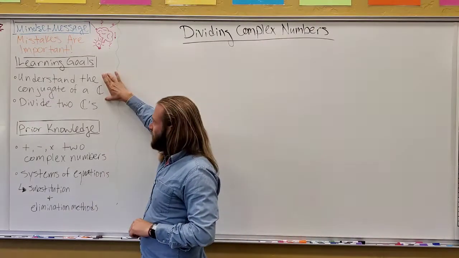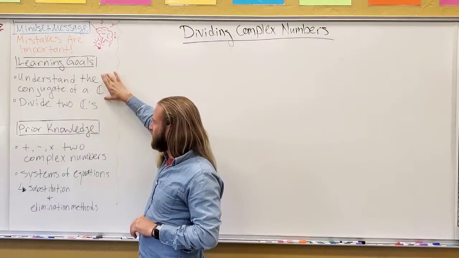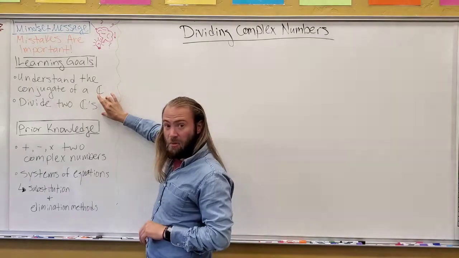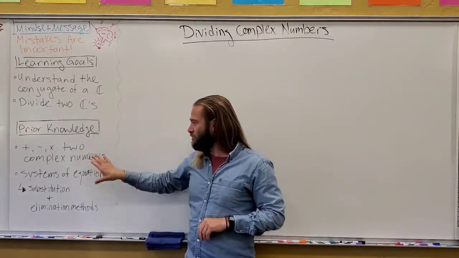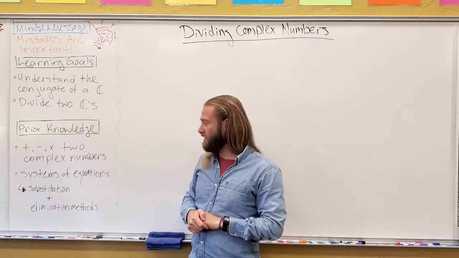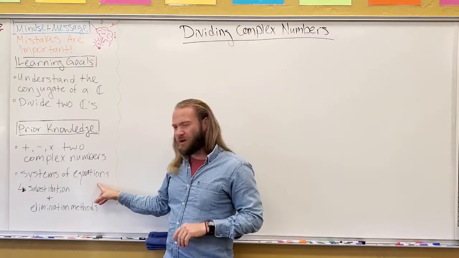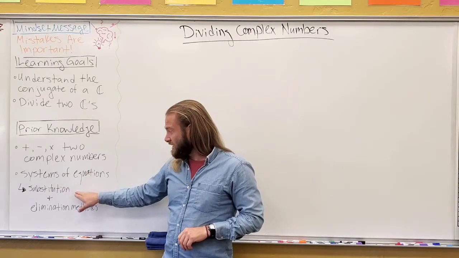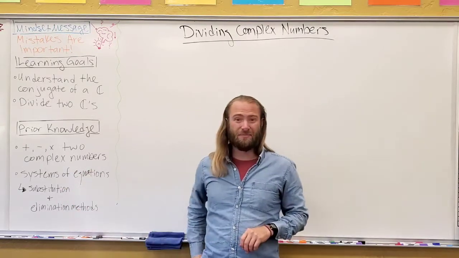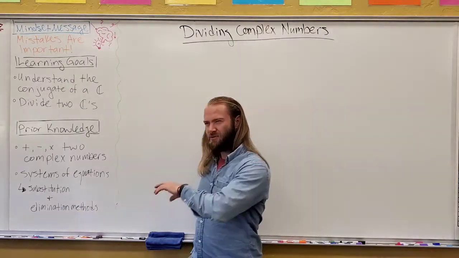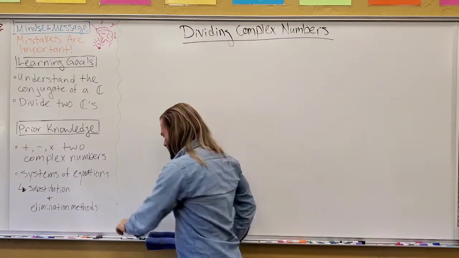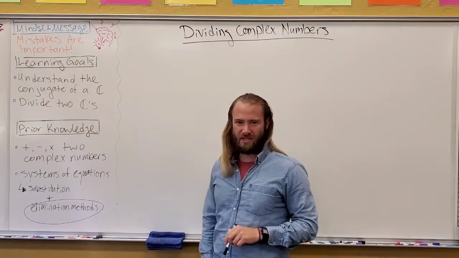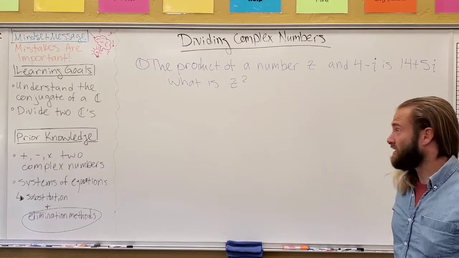Main goals today. We're going to learn a new vocab word. It's okay that you don't know it right now. Understanding the conjugate of a complex number, and then dividing two complex numbers. Prior knowledge would be what we learned about adding, subtracting, and multiplying complex numbers. And then actually, there's one little thing that's going to bring back systems of equations, specifically linear equations, and those substitution and elimination methods. Don't worry about those if you don't quite remember. We will actually review, especially the elimination method, which is the main one that's going to be helpful today. So we're immediately going to dive right in.